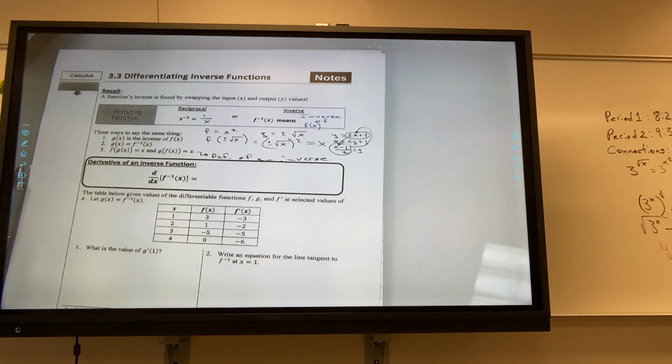Everybody okay on that? I don't want to spend a lot of time on it. If you compose each of those functions, both f of g and g of f will give you x. Okay?